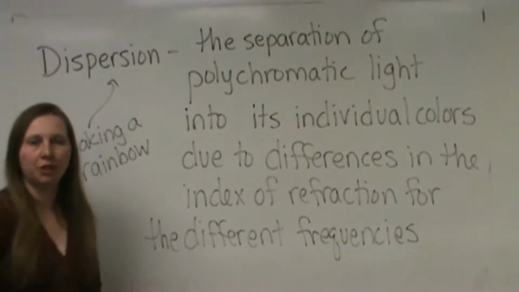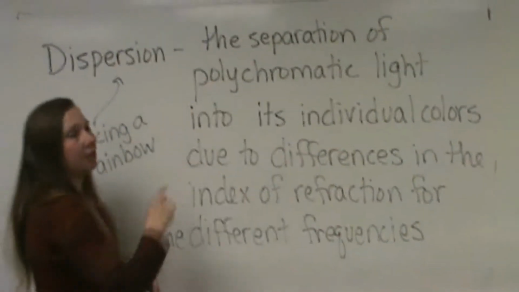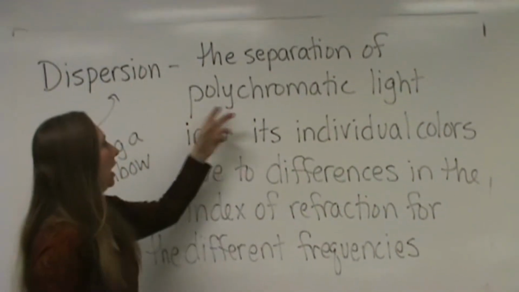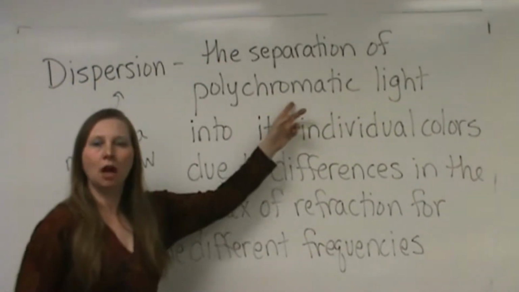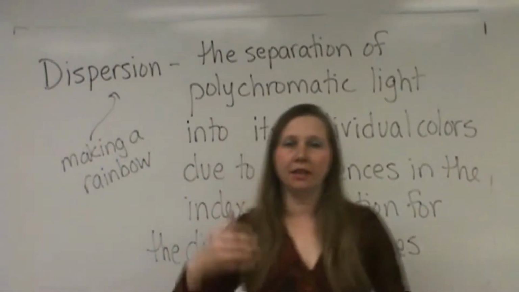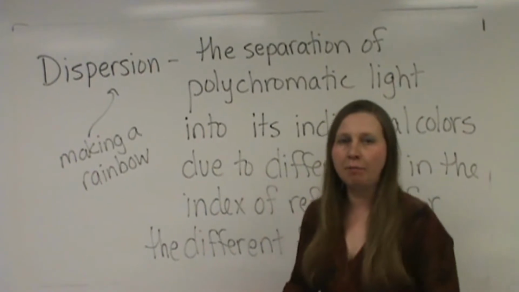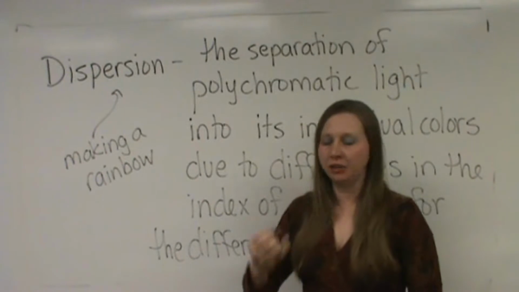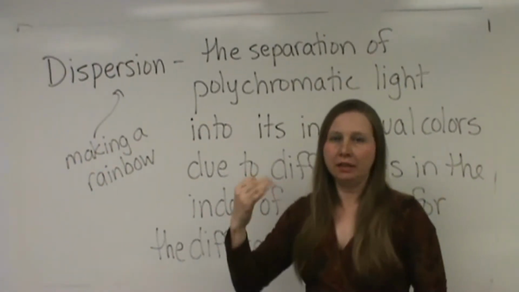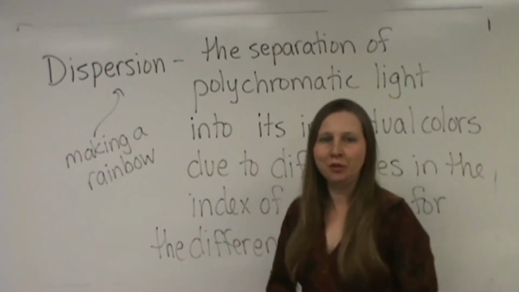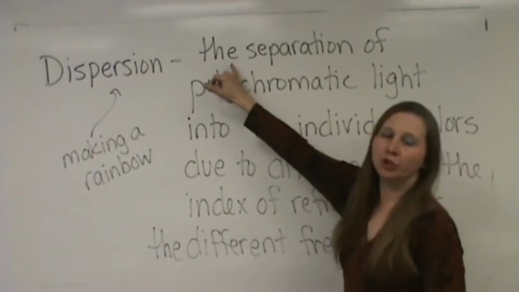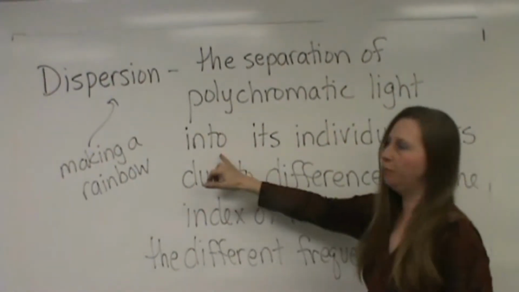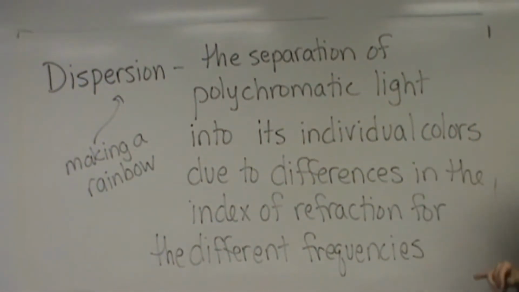Now, dispersion, which I'll talk about first, is the separation of polychromatic light. Polychromatic means many colors, so the white light that comes from the sun is made up of all the colors in the rainbow. The white light that comes from the sun has red light, orange light, yellow light, green light, Roy G. Biv, you know. So dispersion is the separation of that polychromatic light into its individual colors.